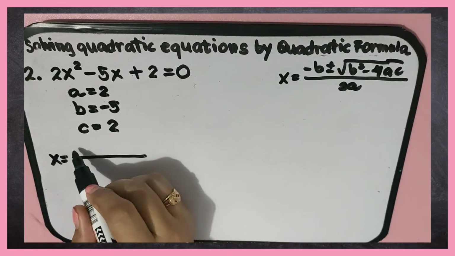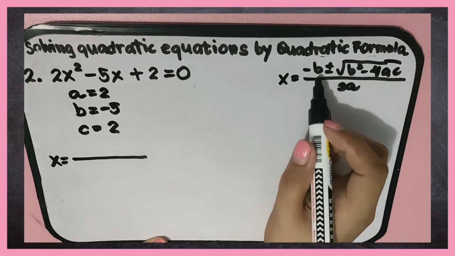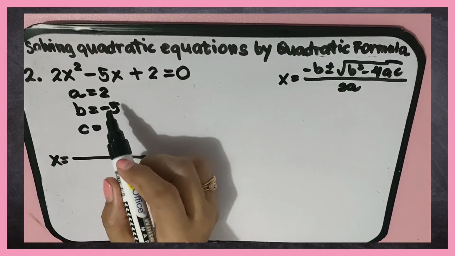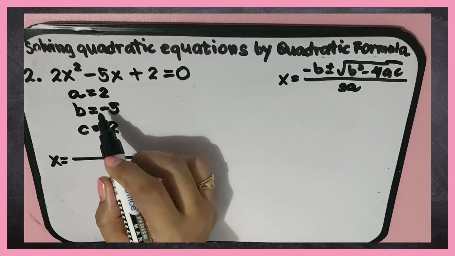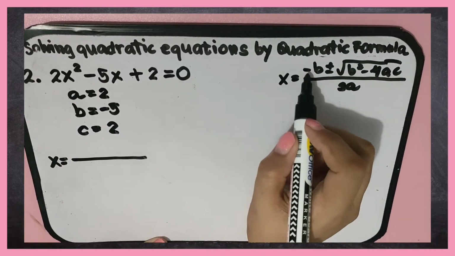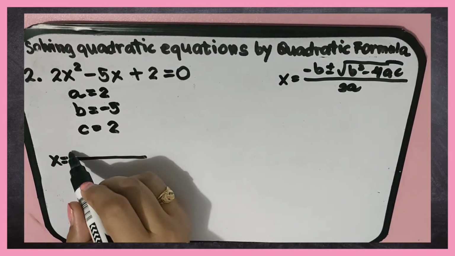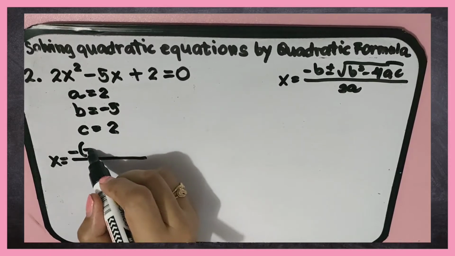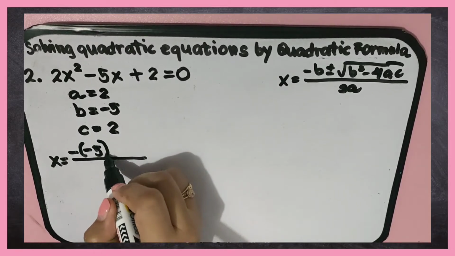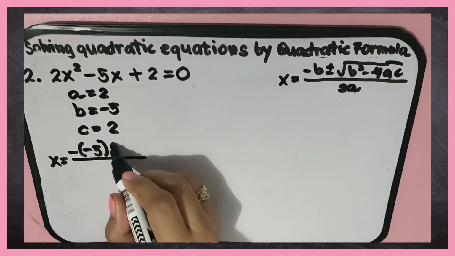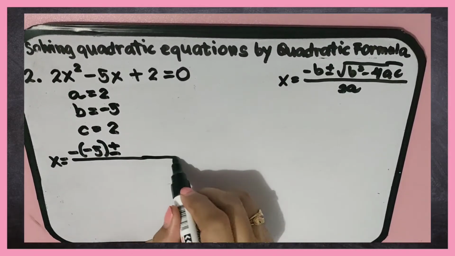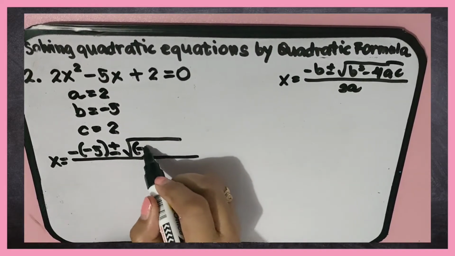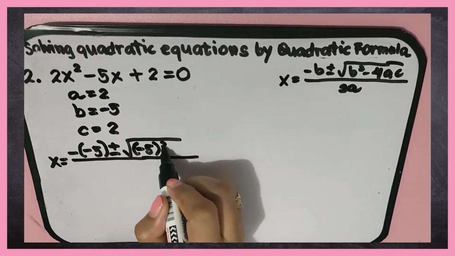Then, we have the negative b. So, kanina, yung value ng b natin sa example number 1 ay positive. Pero dito, negative. Kaya kailangan isulat mo muna yung negative ng formula. So, write the negative of the formula. And then, write a parenthesis. Then, we have negative 5 as our value of b. Then, you have positive and negative. Write the square root sign. So, we have negative 5 squared.